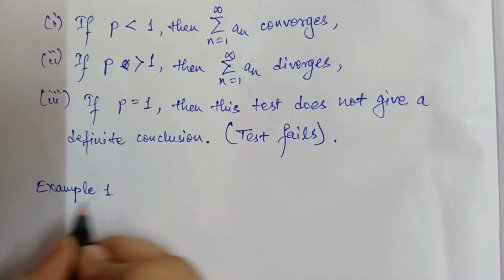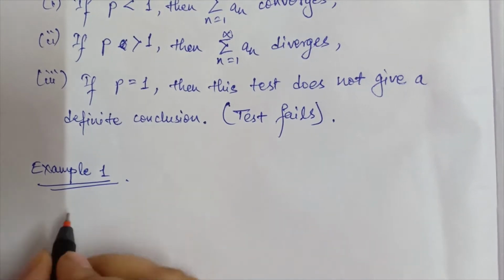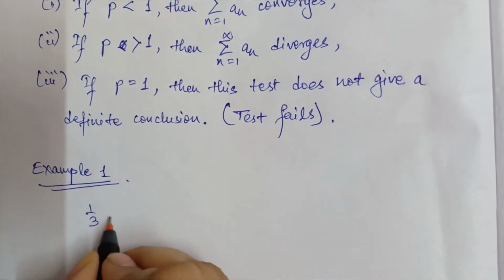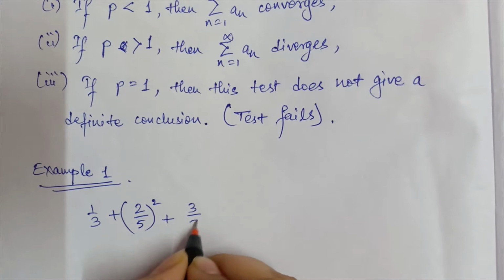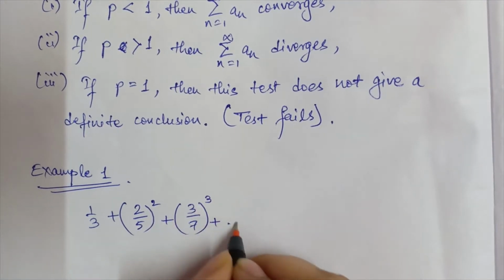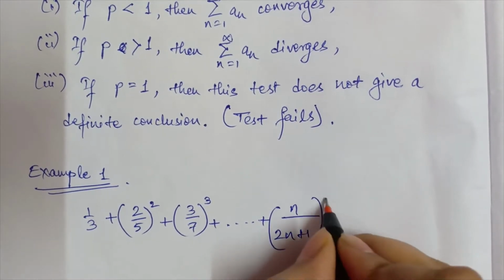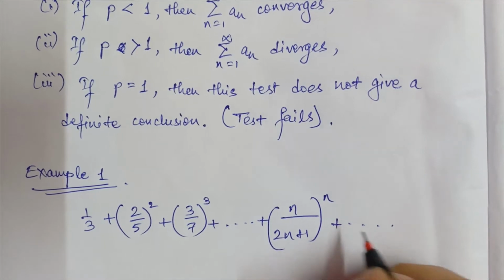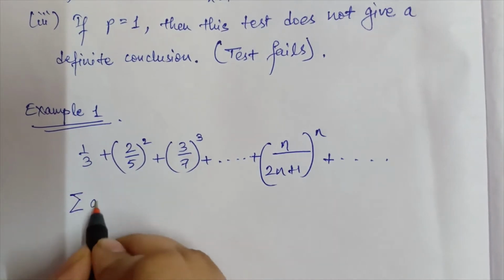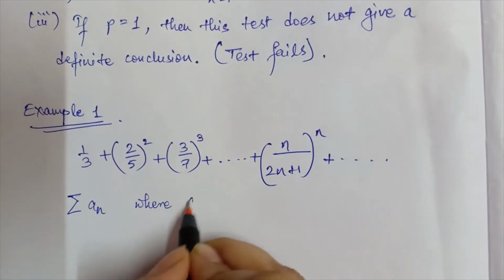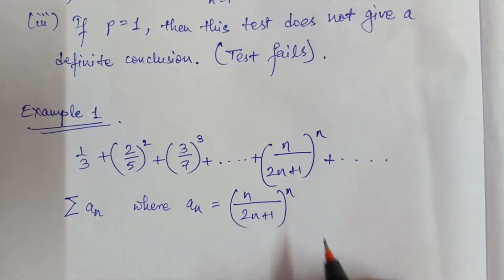Now for the first example, we need to investigate whether the given series converges, which is (1/3) plus (2/5) squared plus (3/7) cubed plus, till (n/(2n+1)) to the power n, and this goes on. So the given series is summation of an, where an equals (n/(2n+1)) to the power n.